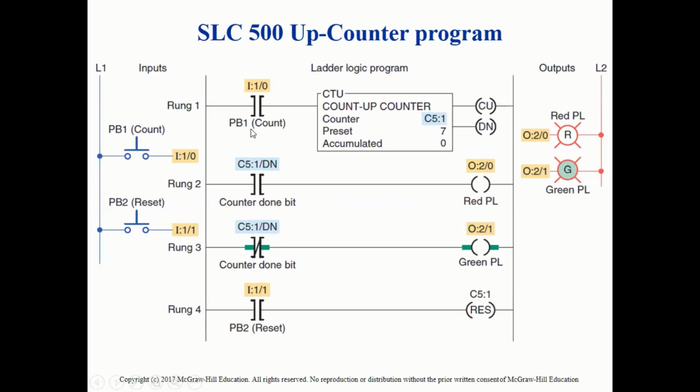All right, here is a program that will do that count. You have a push button 1, which is the count. You have the done bit, right, which is a bit that is enabled when the counter is done counting. You have an examine-if-closed instruction with the same bit. So you want to indicate when it's counting and when it's not. And then you have a reset button PB2 that in this case manually resets your counter.